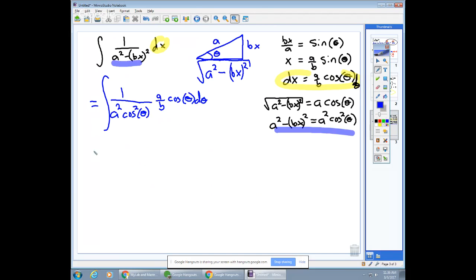And that cleans up nicely, doesn't it? One of the cosines canceled. An a in the top will cancel with one of the a's in the bottom. So I can pull out a 1 over ab, kind of similar to last time. And then what do I get? I get 1 over cosine d theta, which I can also consider to be the secant.